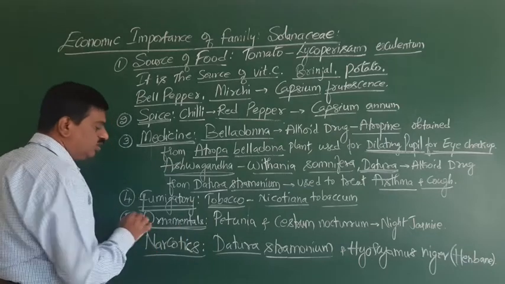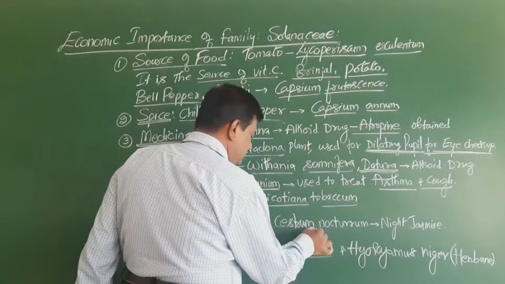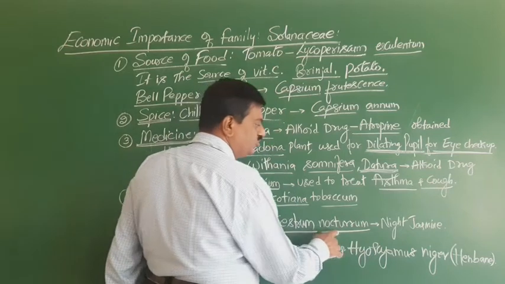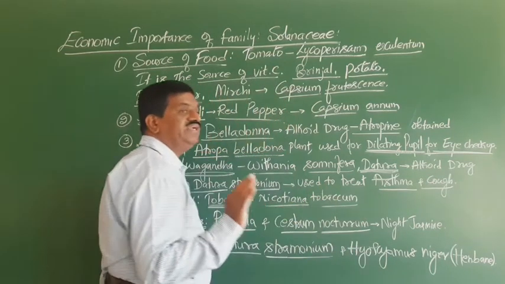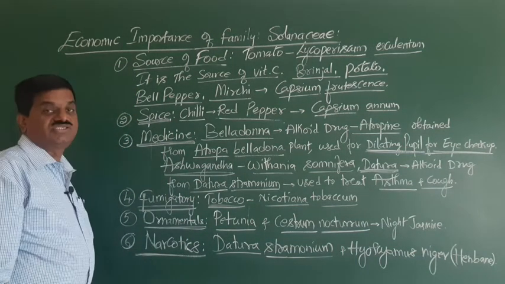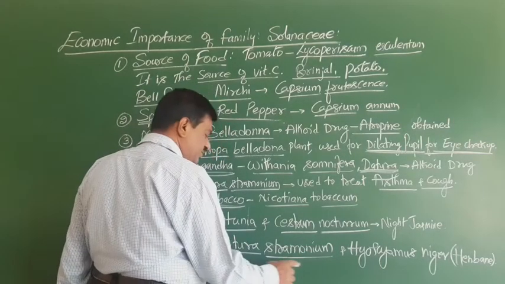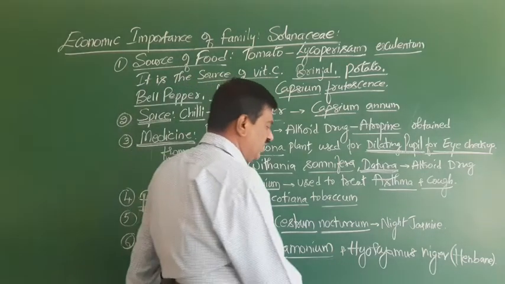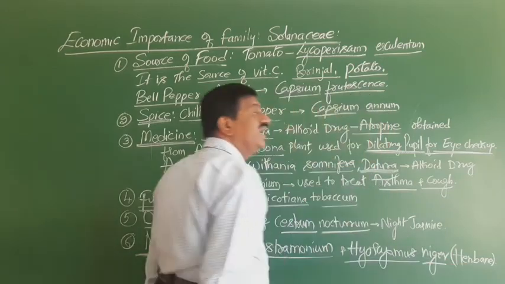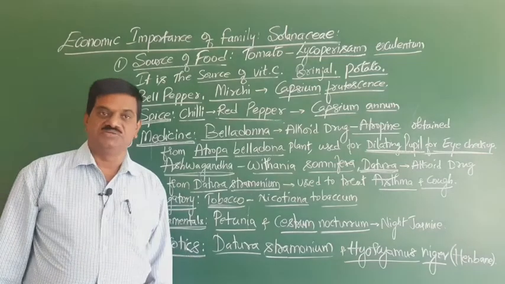Next one is ornamentals. One is Petunia, and another is Cestrum nocturnum. This is commonly called night jasmine. So this is one, and the last one is narcotics. This narcotic is Datura stramonium. This is one of the narcotics, and the other one is Hyoscyamus niger, called henbane. So all these are nothing but the economic importance of Solanaceae.